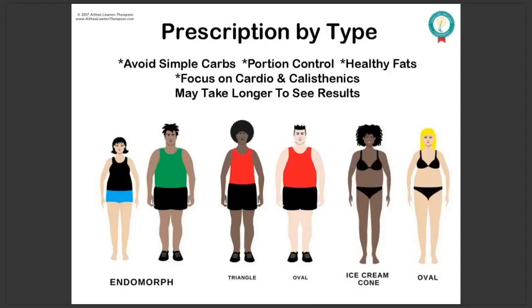Cardio and calisthenics is definitely the key, and just know it'll take you a little bit longer to see results. Now, let me also say this. You cannot spot reduce. You cannot spot reduce. So I'm just going to tell you, if you're a top heavy endomorph, you are going to lose weight in your legs and butt first when you lose weight. And I don't care how you feel about it.